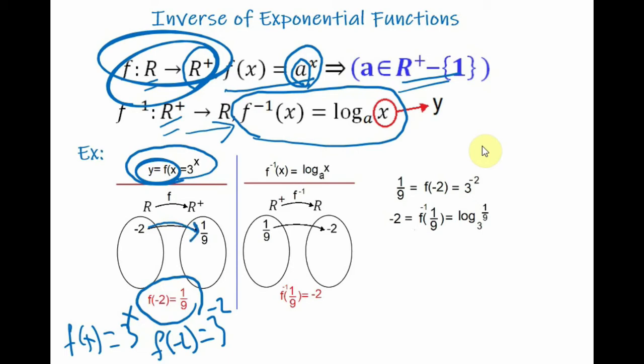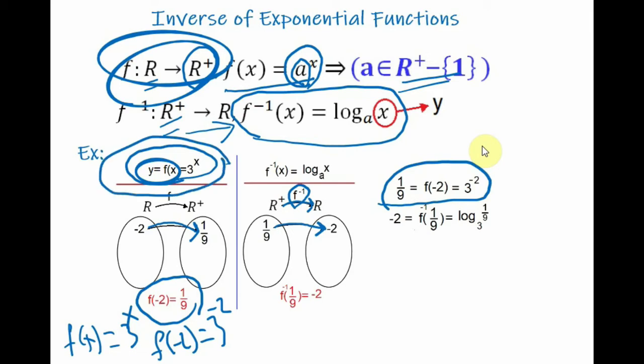And now when it comes to look at the situation in the reverse order, the function will be defined from R plus to R, and that is our inverse function, and 1 divided by 9 is going to go to negative 2. Or we can say that it's already written here. F of negative 2 is 3 to the power of negative 2, right? Because this is our function, which is 3 to the power of x, and the result is going to be equal to 1 divided by 9, of course.